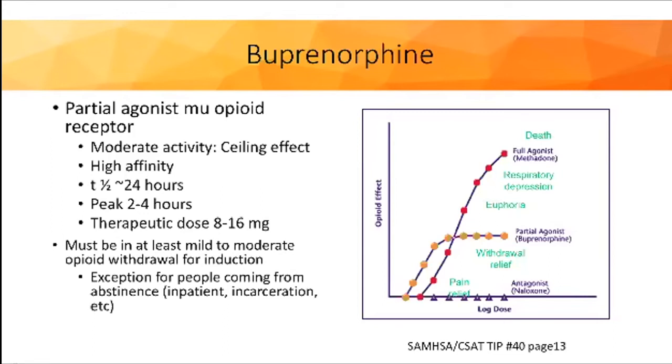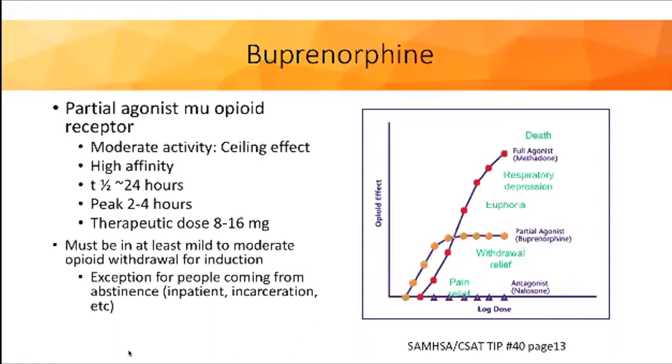The one thing particularly about buprenorphine is its high affinity. So it competitively binds to opioid receptors over other opioids, which is part of the protection that it provides from overdose with continued use.